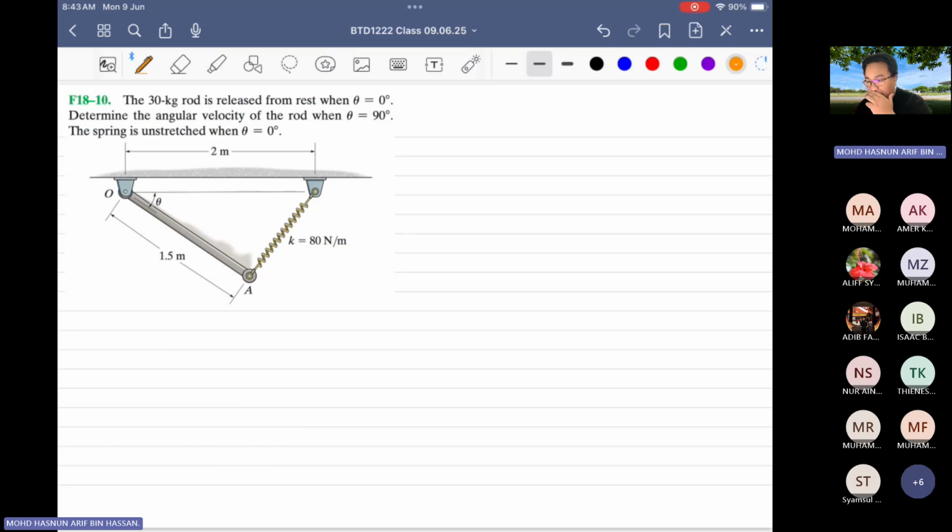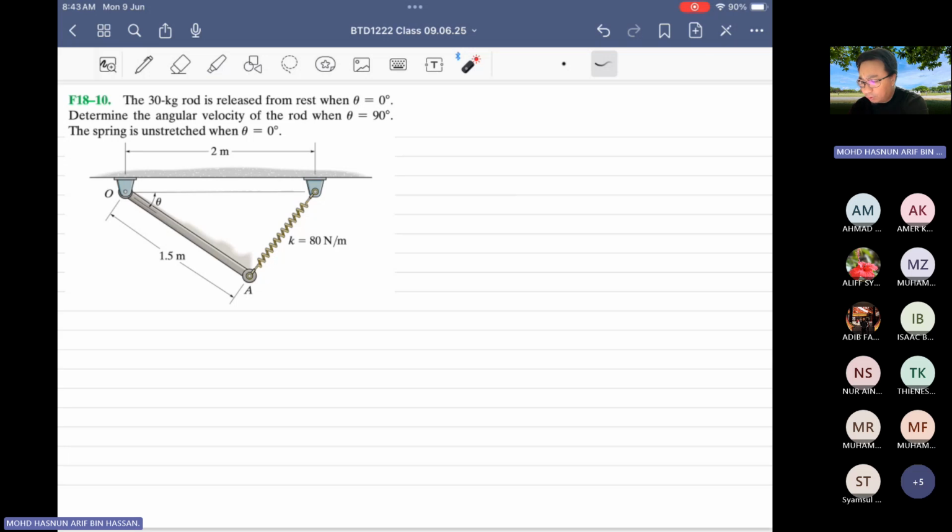Okay, we have a question here. A 30 kg rod is released from rest when theta equals 0. When theta equals 0, it means this position, the initial position of the rod when it is released. We want to determine the angular velocity of the rod when theta equals 90 degrees. The spring is unstretched when theta equals 0.